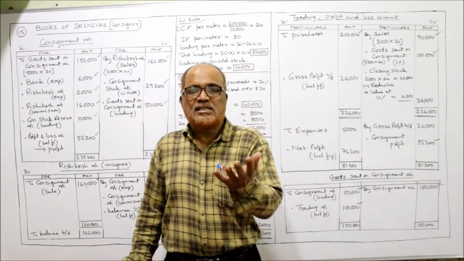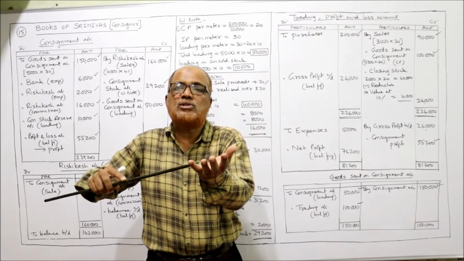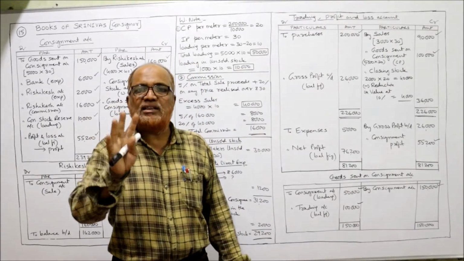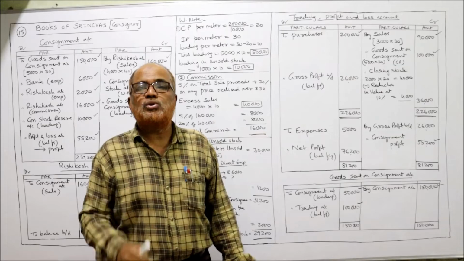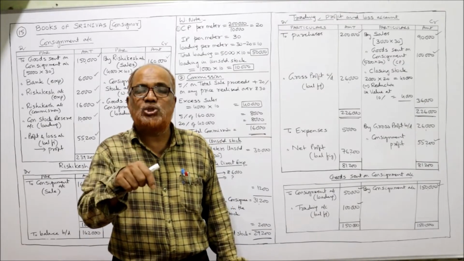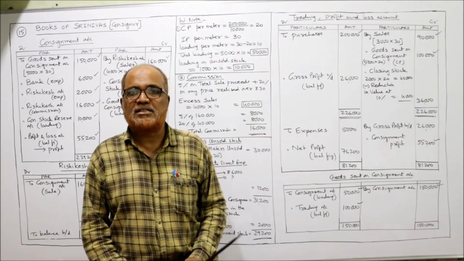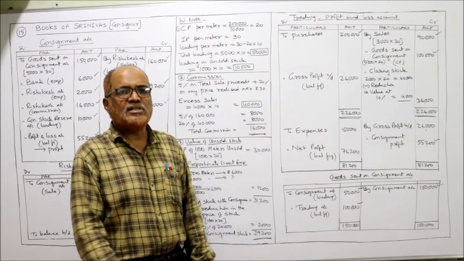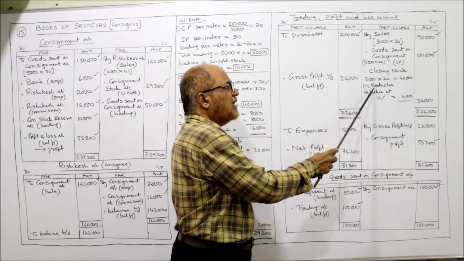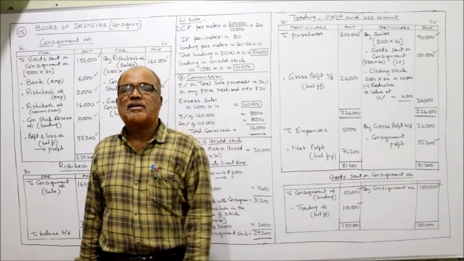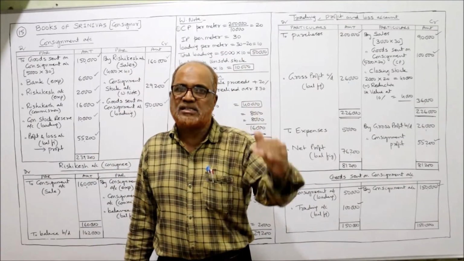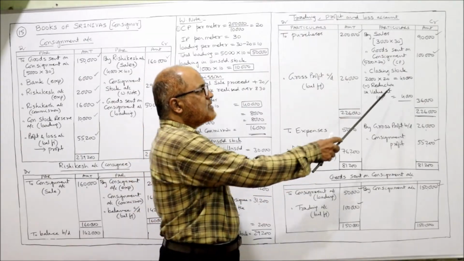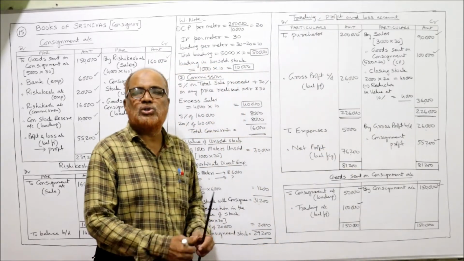Now Srinivas was having 5,000 meters. Out of 5,000 meters he has sold 3,000 meters. So how much is remaining? 2,000 meters of cloth remain unsold in the hands of Srinivas. That is the closing stock. So closing stock is 2,000 meters into 20 rupees cost. What is the actual cost? 20 rupees. So 40,000, minus reduction in value at 10%. In the problem it is given that Srinivas felt the market value has decreased, so they decided to reduce the value of stock by 10%. So 10% deduct 4,000, 36,000 is the closing stock.